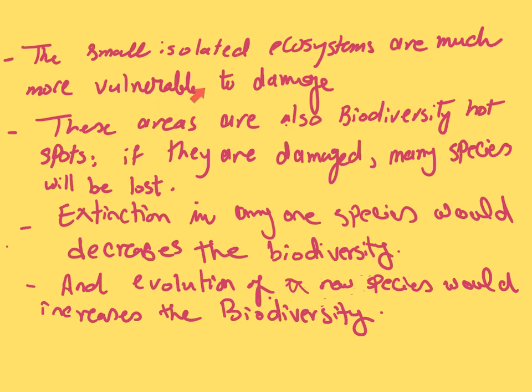Because the organisms that live in a small ecosystem are isolated, they interbreed and interact actively with each other. Any change in the small ecosystem, a change in the population density or in the distribution of organisms or species, would affect the biodiversity of the whole ecosystem because they are closely related and dependent on one another. These areas are also biodiversity hotspots because they have most of the species in the world. So if they are damaged, we expect that many species will be lost.